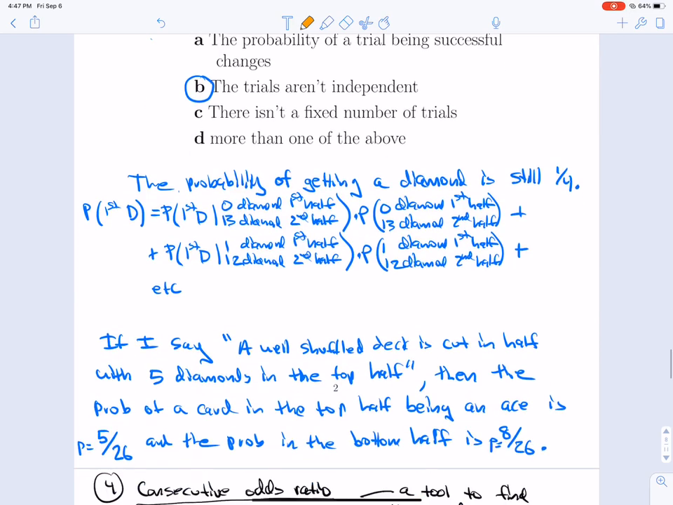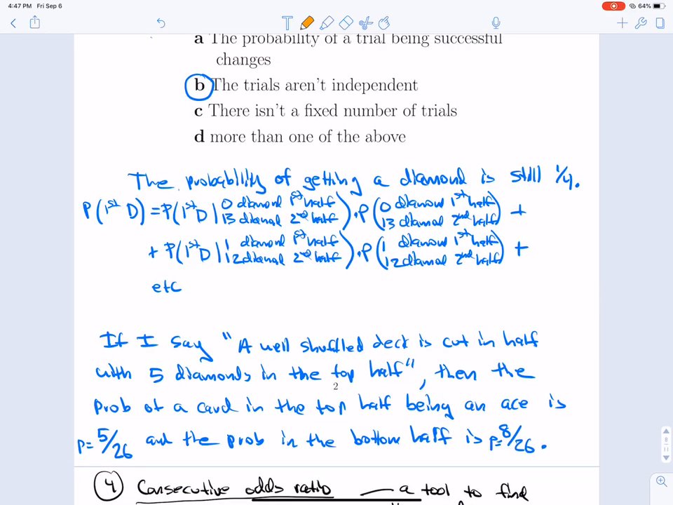So that's pretty tricky. Let me say that if I had said a well-shuffled deck is cut in half with 5 diamonds in the top half, then the probability of a card in the top half being a diamond is 5 out of 26, and the probability in the bottom half is 8 over 26. So in this case, the probability does change.